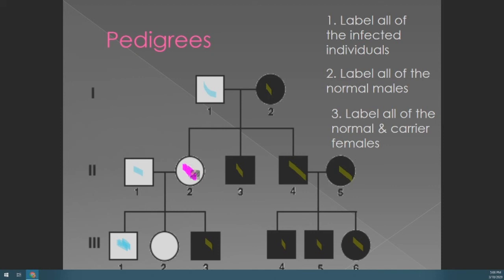So carrier. And then down here, we know that both of them are carriers because they produced one child that had the infected trait, or the affected trait that we're looking at. What we don't know for either of these in particular is whether or not they are carriers. But we also know that she would be either normal or a carrier, so we're going to go ahead and mark her as well.